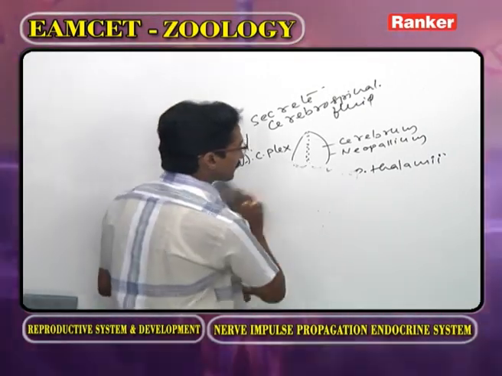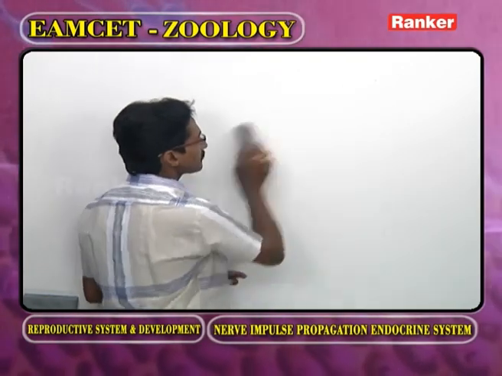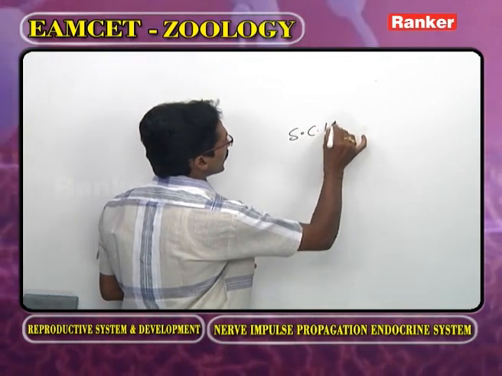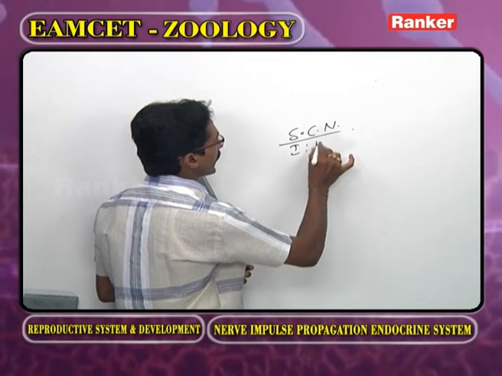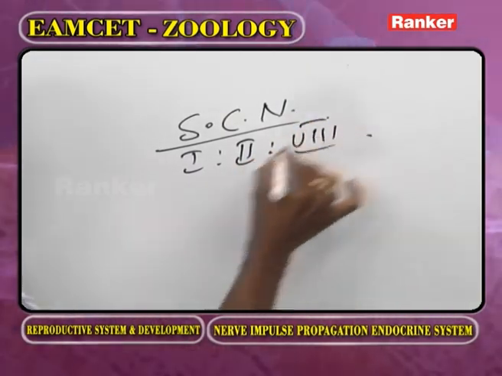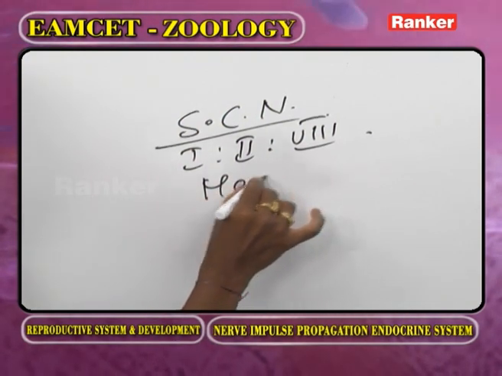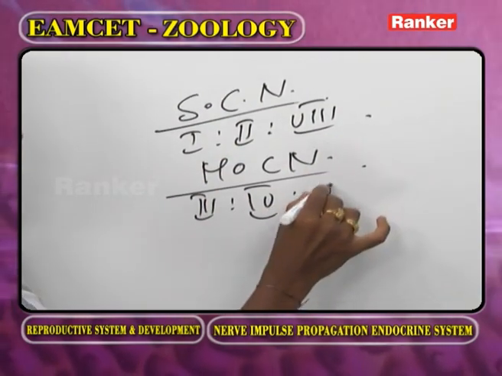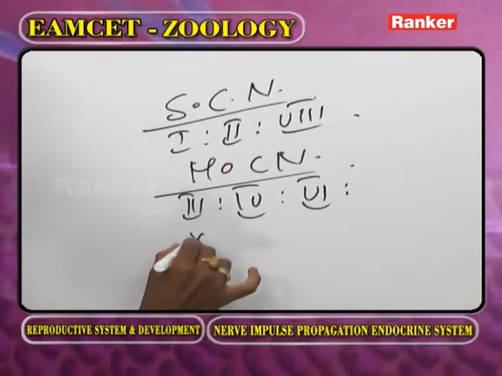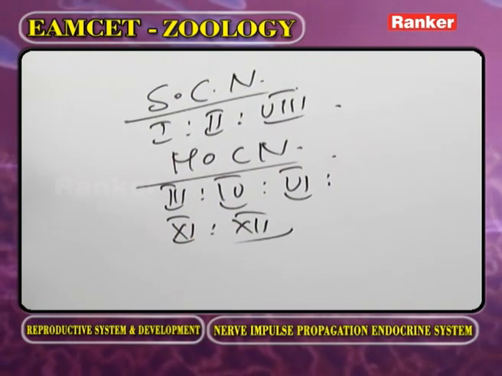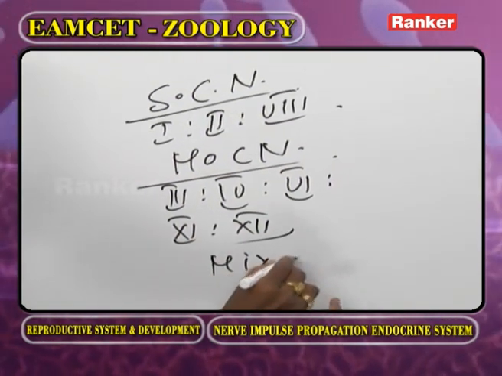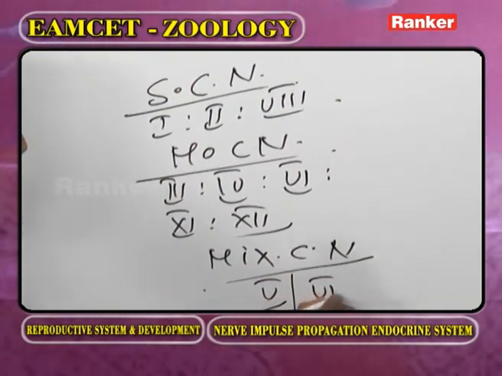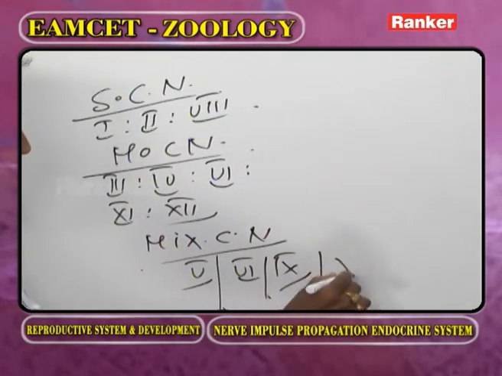Now students, regarding the main EAMCET examination, the repeated questions: what are the purely sensory cranial nerves? The first pair, second pair and eighth pair. Purely motor cranial nerves: the third one, the fourth one, the sixth one, the 11th one and 12th one. And what are the mixed cranial nerves? The 5th one, 7th one, 9th one and 10th one.